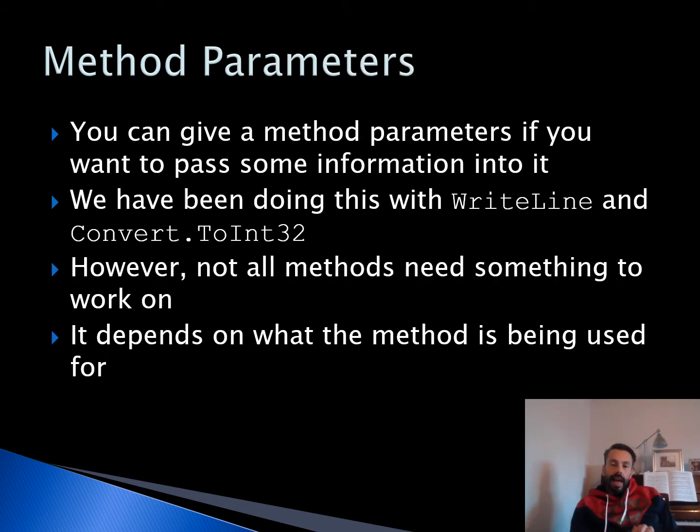Method parameters. You can give a method parameters if you want to pass some information into it, and you've been doing this all this time, possibly without knowing it. So you've been doing it with WriteLine and Convert.ToInt32. For example, if you're passing in a particular string, I've always said that's passing in a parameter. However, not all methods need something to work on, and it really depends on what the method is being used for. Later on, we're going to look at things like sum, difference, product, and quotient to give you an idea about how these functions can be called.